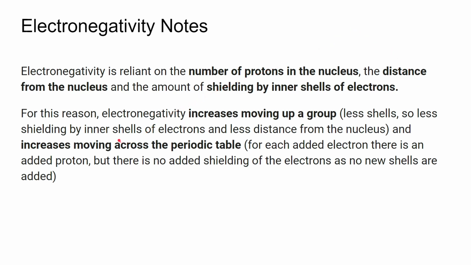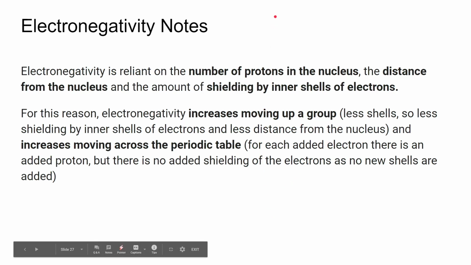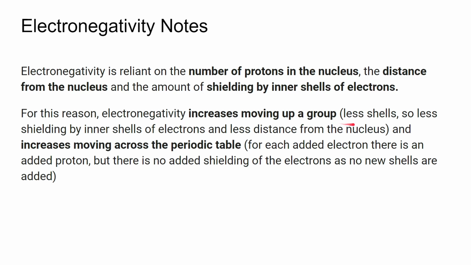For this reason, electronegativity increases moving up a group. So as we go up the table, it increases because we have fewer shells, so less shielding by inner shells of electrons and less distance from the nucleus, meaning the electrons are more attracted to the nucleus because they're closer. And so as the electrons are closer, the bond is going to be closer to the nucleus, meaning the electrons in the bond are going to hang closer to the nucleus.